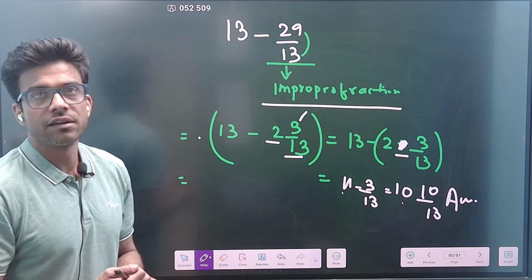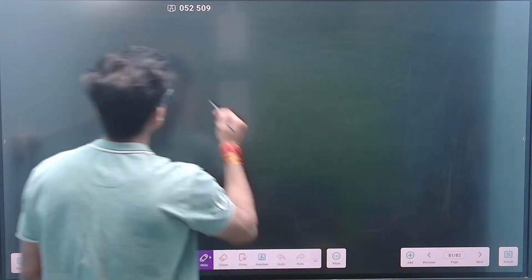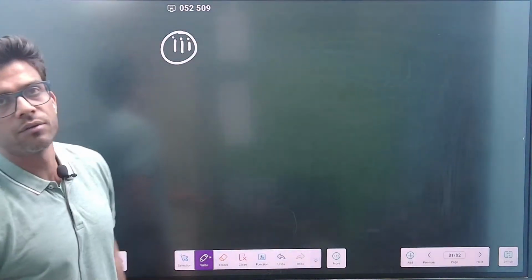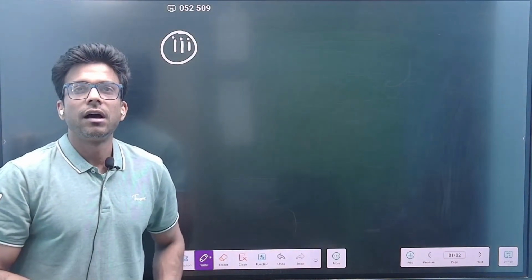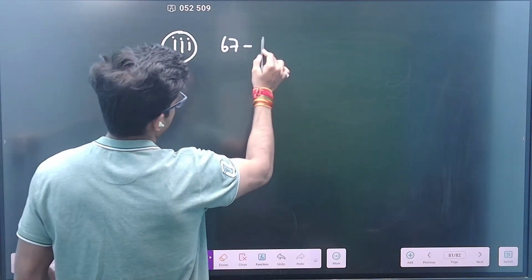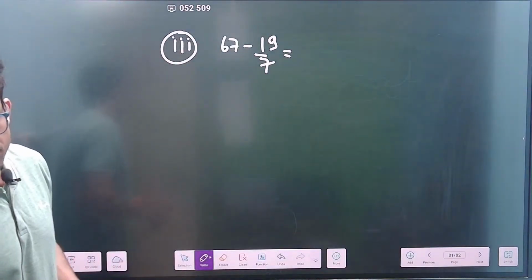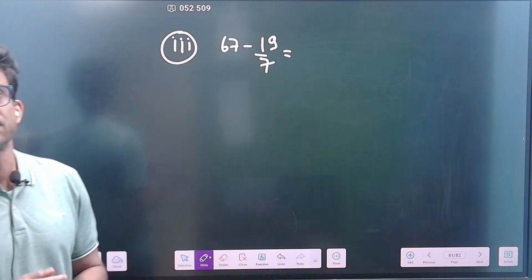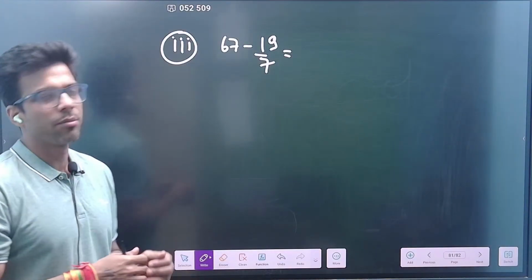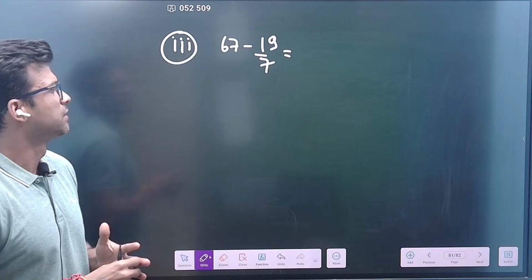I hope you guys are getting it. Let me take one more example, guys. Let's take one more example. 67 minus 19 by 7. Come on, solve. 67 minus 19 by 7. Can you solve this? Again, this is an improper fraction, I would say. Can you solve? Come on, say.